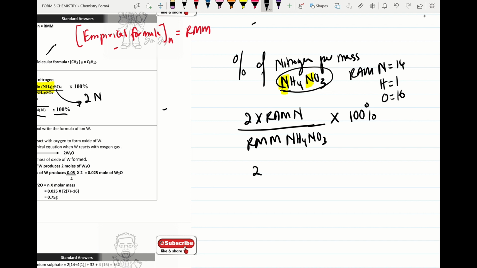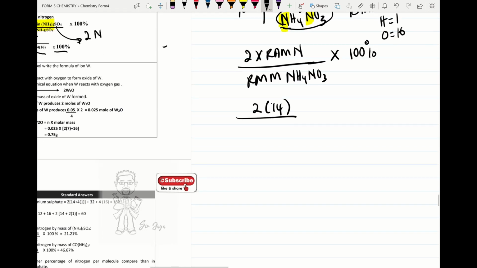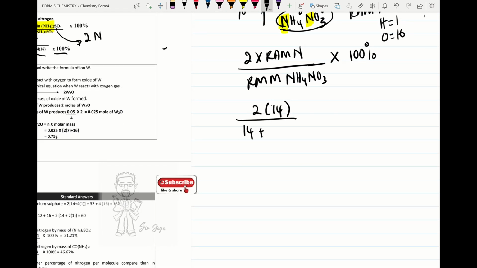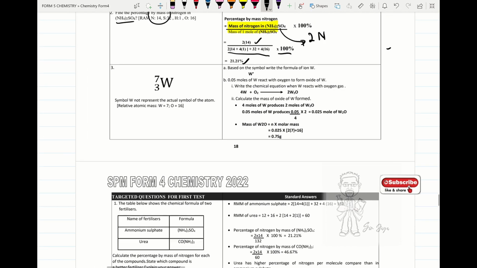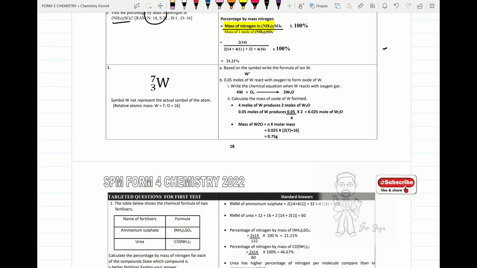So 2 times the RAM of nitrogen, which is 14, divided by the RMM of this molecule, which will be 14 plus 4 times 1 plus 1 more 14, plus 3 times 16, and we times with 100 percent. Alright, so here we will get 28 divided by 80 times 100 percent, and the answer will be 35.0 percent of nitrogen present in ammonium nitrate. So please go through all these questions and try to do. Alright, so we move on to the next question.